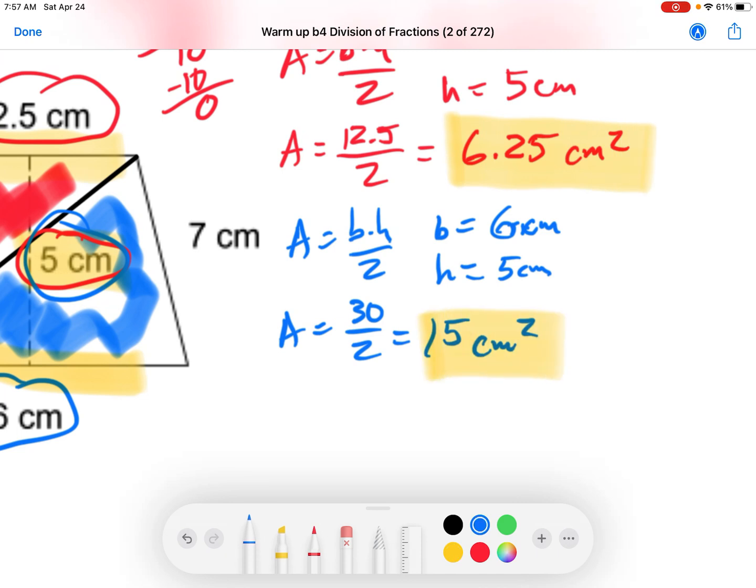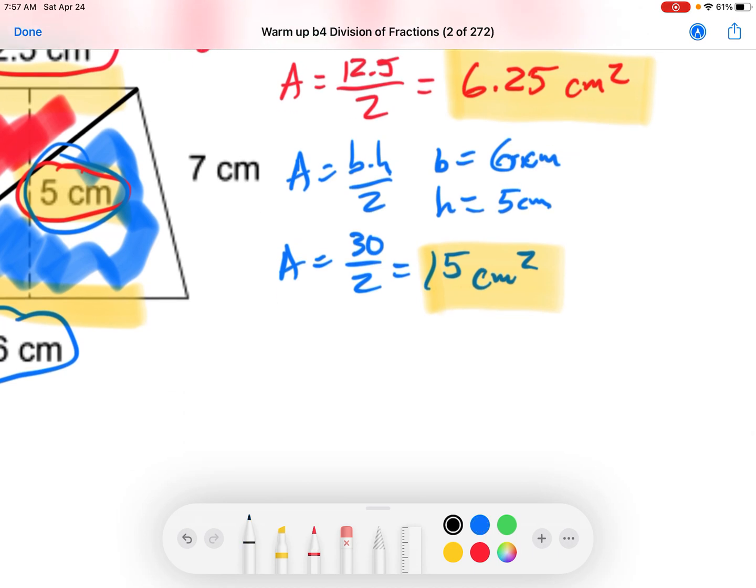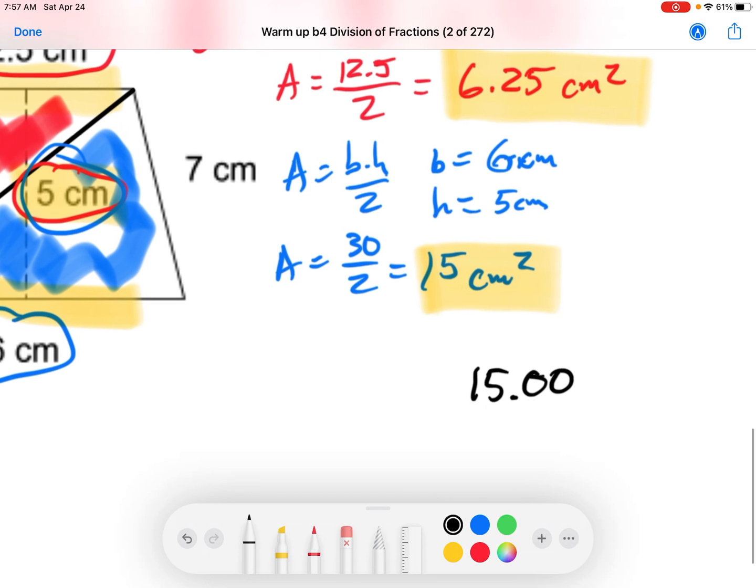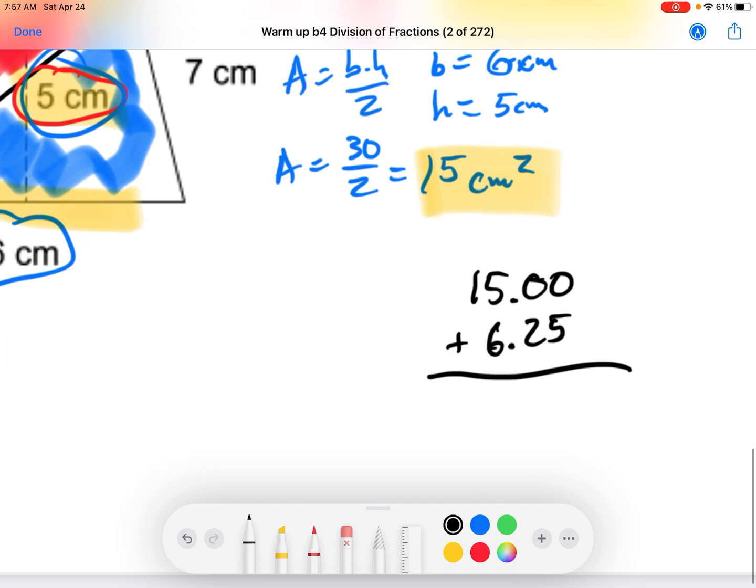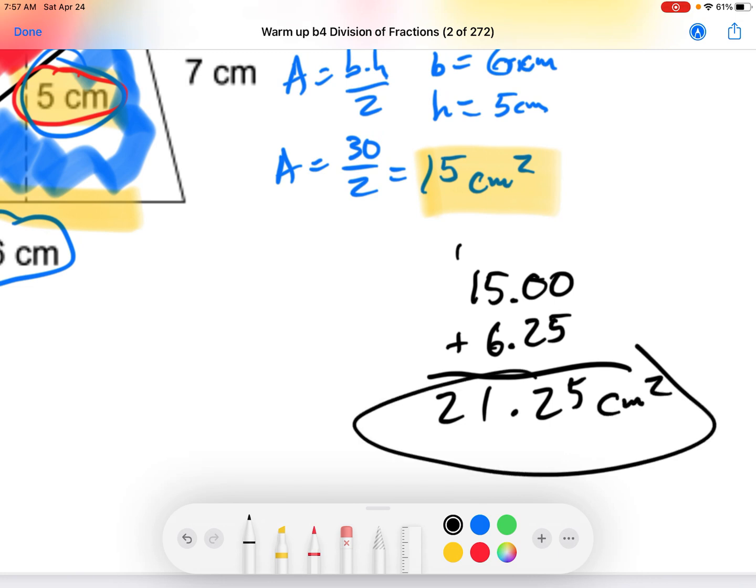Make sure that we line up place values, right? By doing that, we also line up our decimal points. It's place values that we're really lining up. Decimal points turn out to be the indicator to help everybody out here. So 21.25 square centimeters, and that's our area for this.